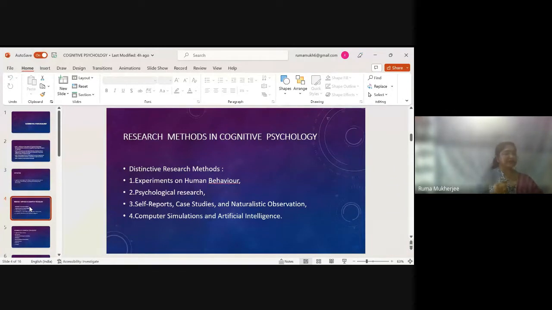Now, experiments on human behavior actually need a laboratory setup where the experimenter conducts the research, and mainly there is an experimental tool or instrument. We know that there are two kinds of variables, the independent variable in a research work and the dependent variable, and obviously there are some irrelevant variables too, or any type of extraneous variable.